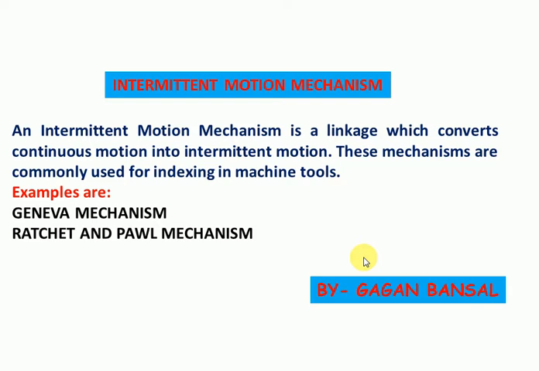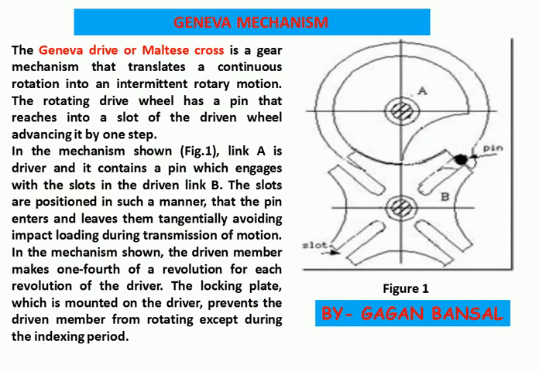In this video, we'll be discussing basically two examples of intermittent motion mechanisms, that is Geneva mechanism and Ratchet and Pawl mechanism. So first is Geneva mechanism. The Geneva drive or Maltese cross is a gear mechanism that translates a continuous rotation into an intermittent rotary motion.